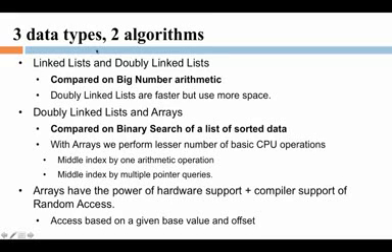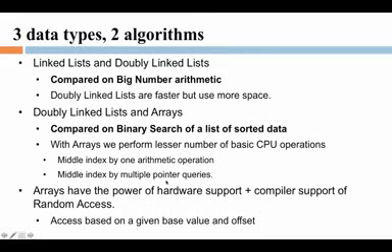Linked list and doubly linked lists are compared. We notice that doubly linked lists are faster but use more space. Then we compare doubly linked lists and arrays for binary search on a list of sorted data. With arrays, we perform a lesser number of basic CPU operations. That is, we find the middle index based on one arithmetic operation, whereas in a doubly linked list, we find the middle index by multiple pointer queries.